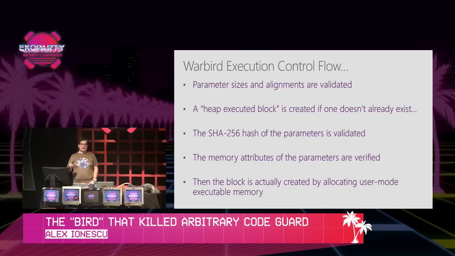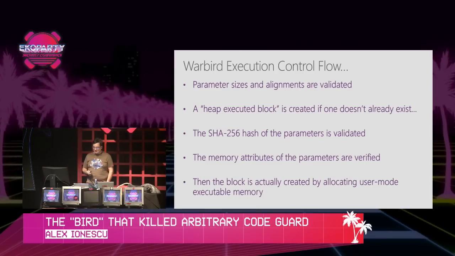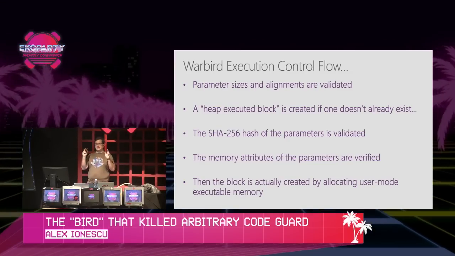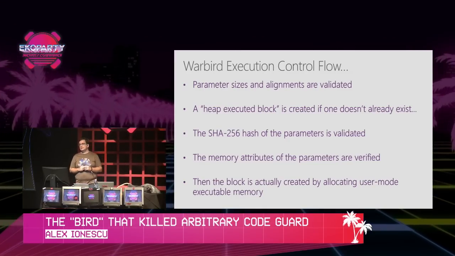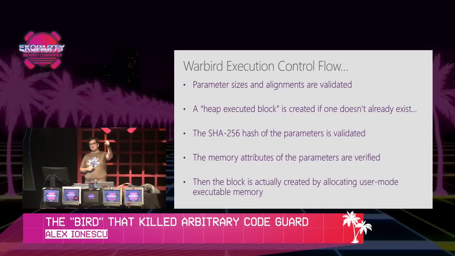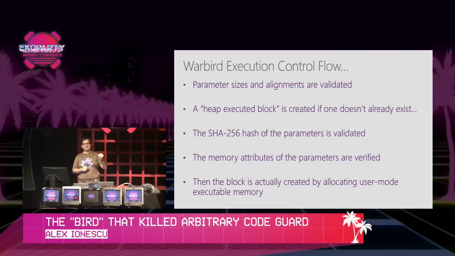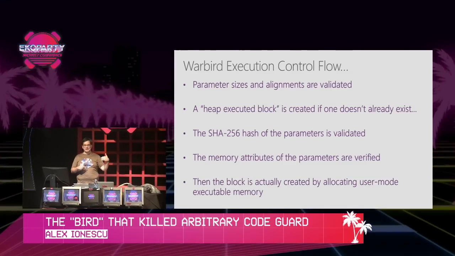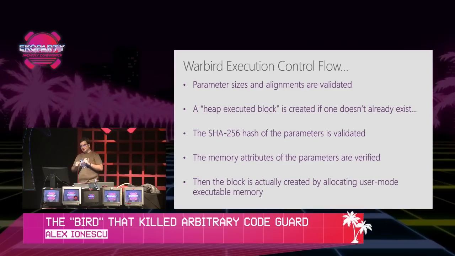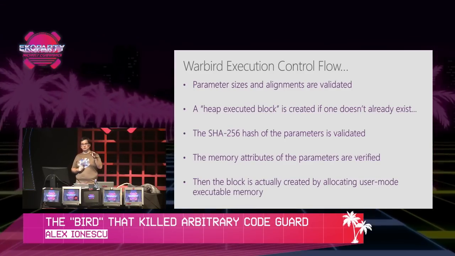All right, so when you actually ask Warbird to execute from the heap, it basically makes sure that your data structure is valid, and it then creates a heap executed block. At that point, it checks if the SHA-256 that you gave it matches the SHA-256 of the parameters. Again, it's hashing your own input, and then you're specifying the hash of your input. Then it makes sure that the memory attributes of the function are valid.